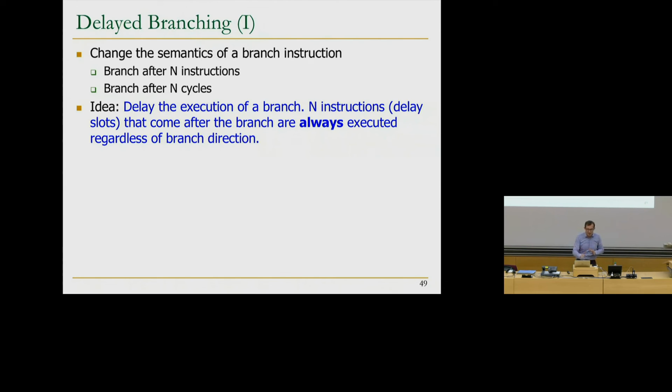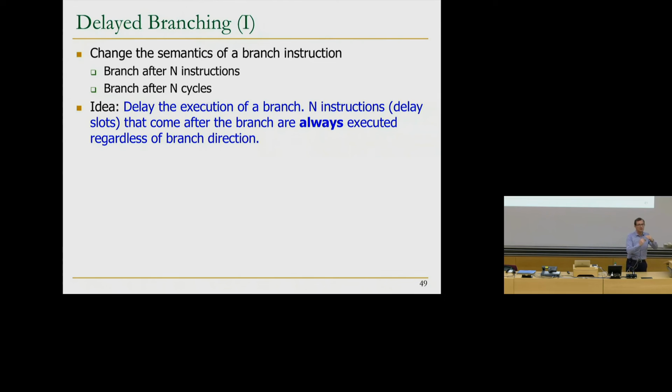So some people thought it was a good idea to change the semantics of a branch instruction such that the branch takes effect after n instructions or after n cycles. Let's take a look at n instructions in this case. Basically, you delay the execution of a branch, or delay the outcome of the branch taking effect. So n instructions, or delay slots, that come right after the branch are always executed regardless of the branch direction. So you get to the branch, you execute it, you figure out you need to go somewhere, but the n instructions that come after the branch in the code are always executed.